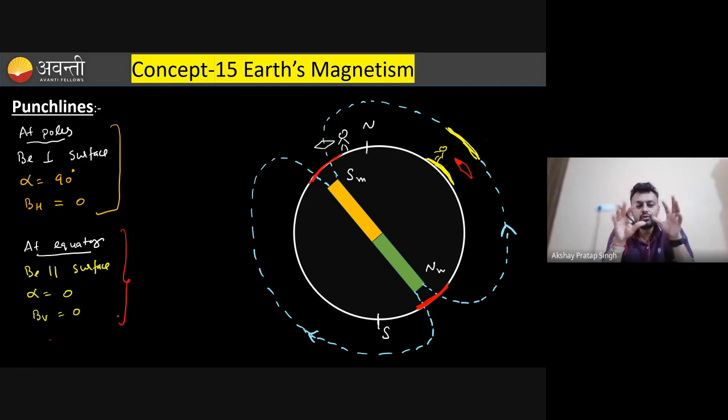So if I ask you, and I'm asking you to hide these things from the screen, what is the angle of declination at the equator? What is the angle of dip at the equator? You will say at the equator the angle of dip will be zero. Angle of dip at the poles is 90. You should answer very quickly. I hope it is clear.